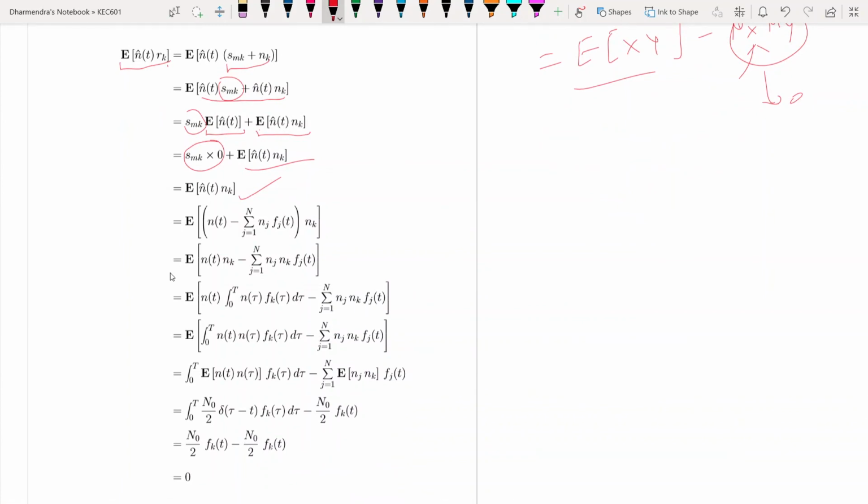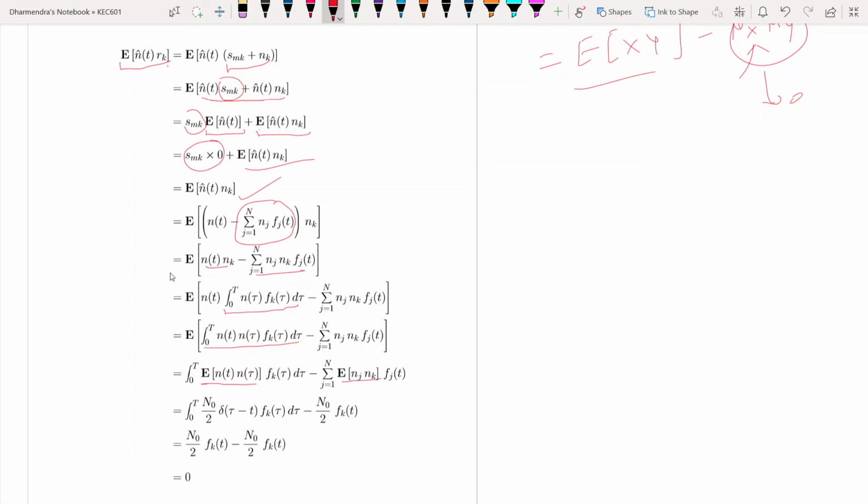n hat of t is n of t minus the projection of the noise n of t on the N basis signals fj of t. Multiplying this, this will be this and this will be this. Representing nk in integral form, this. Taking the expectation, after simplification we can write it like this. Taking the expectation inside, I get this one. Taking the expectation inside here, I get this one.